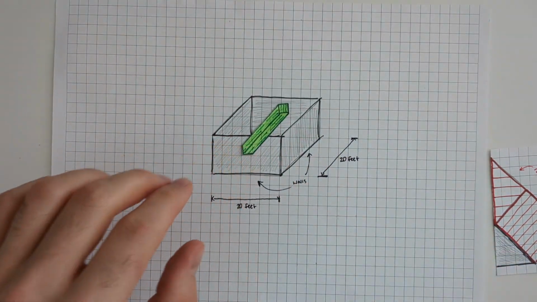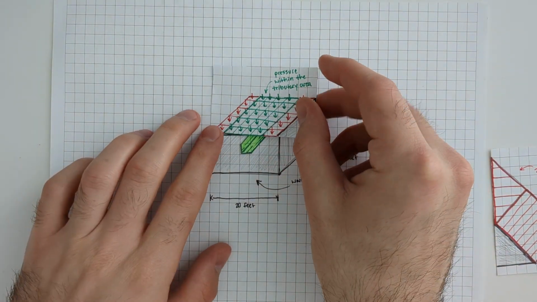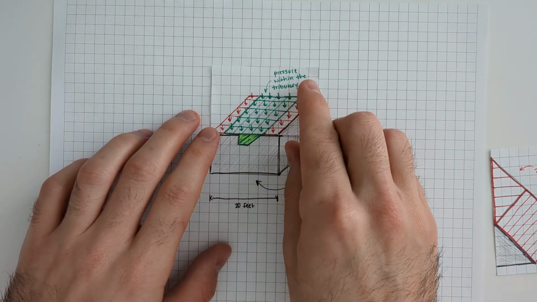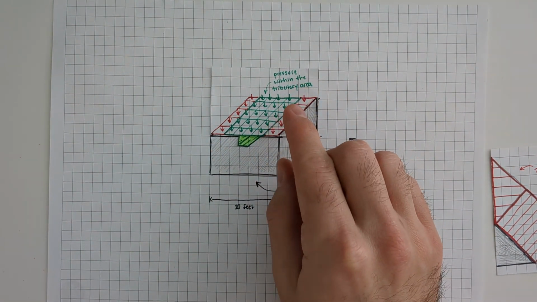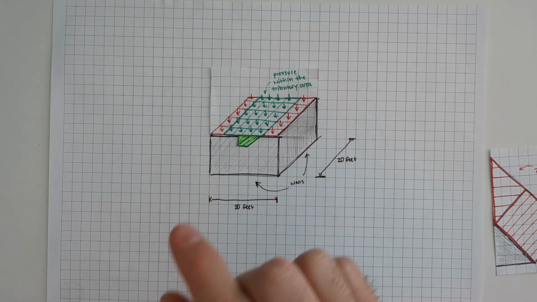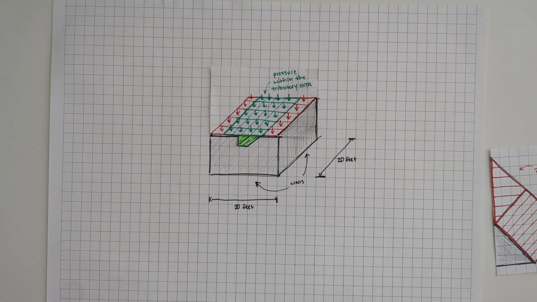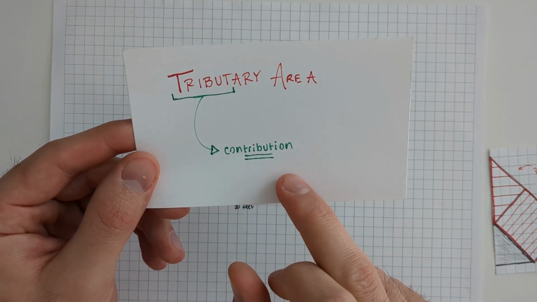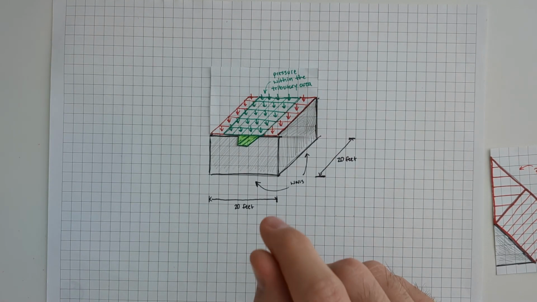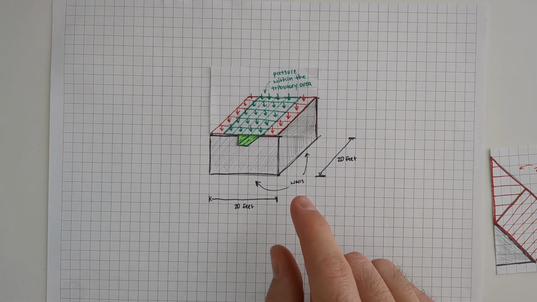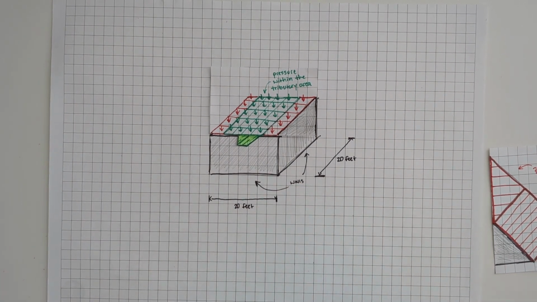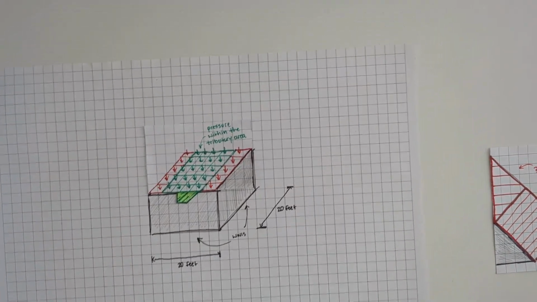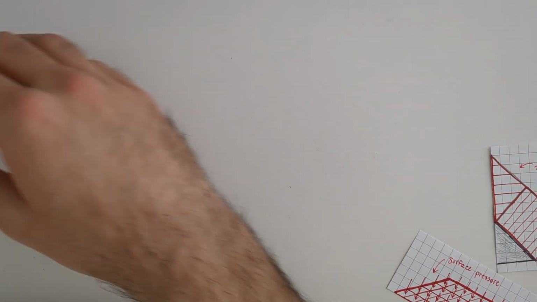And you can see this visually here. The tributary area of this beam is represented by what's in green. It's the area that the beam is holding up. Now, a good way to remember this concept is to remember that tributary area is a contribution. The beam is contributing to the overall structure by holding up its share of the area while the walls hold up their share.